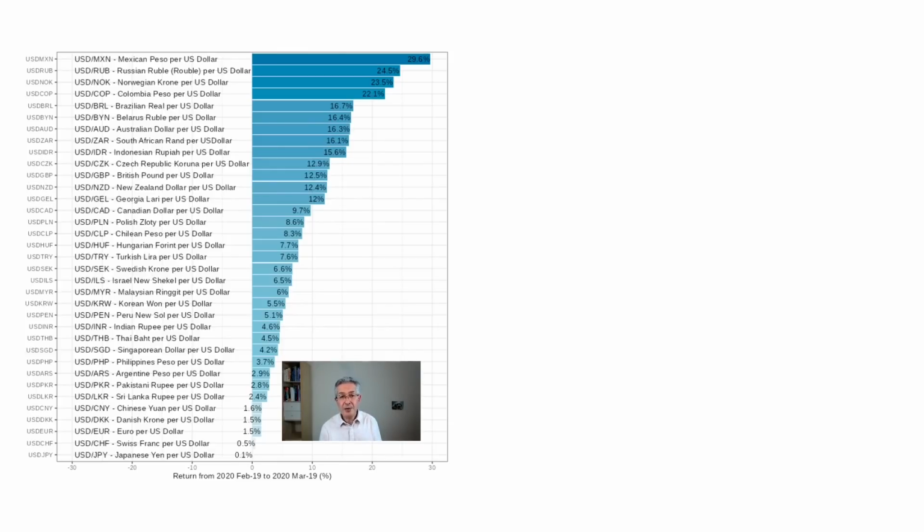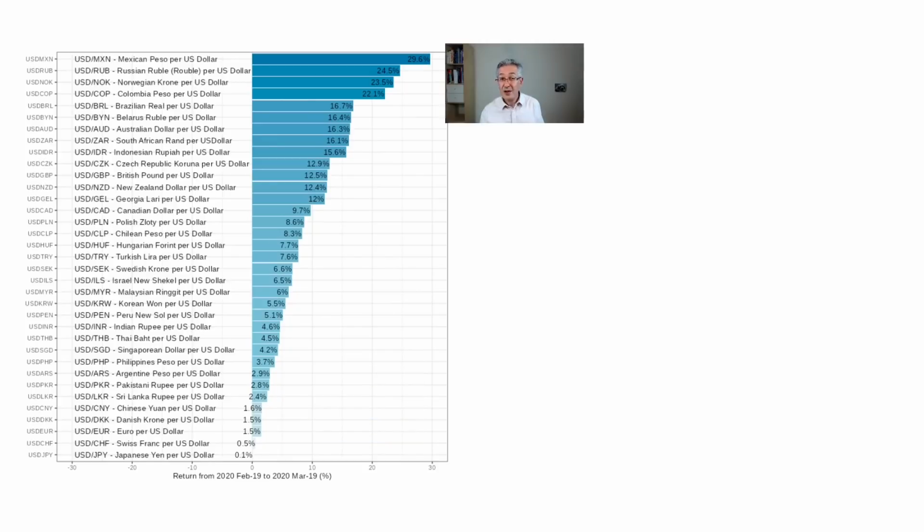And generally when people are scared, they go for certain safe currencies. Those are the currencies you can see at the bottom of this graph. So that would include the Japanese yen, the Swiss franc, and the euro. Whereas the currencies at the top of the graph are called risky currencies because these are the ones which sell off when people have a lower risk appetite.